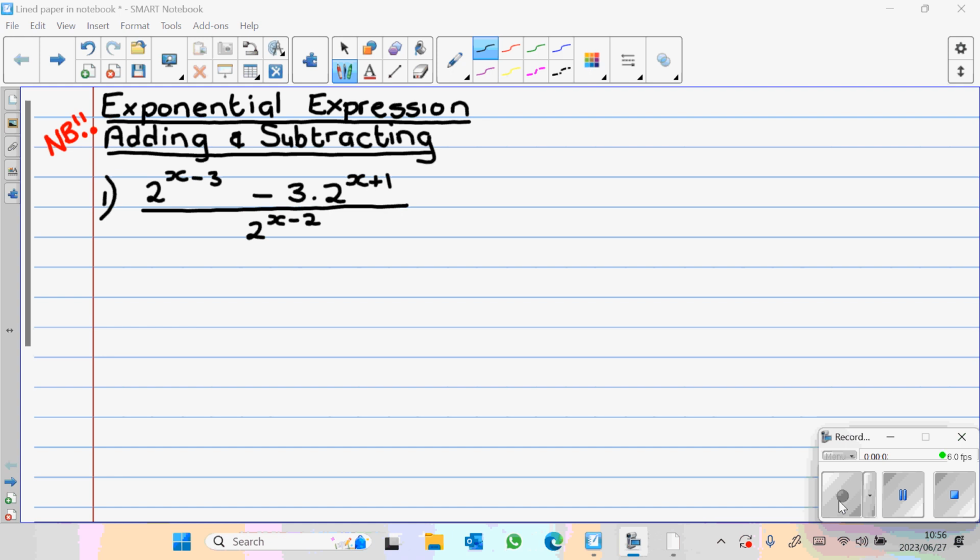Good day. I'm going to continue with the exponential expressions, but we're going to look at the one that is adding and subtracting. Now, this one is a little bit more difficult because there is the one thing that happens whenever you have an addition or a subtraction, like in this one in the middle at the top. It means you are going to have to factorize.